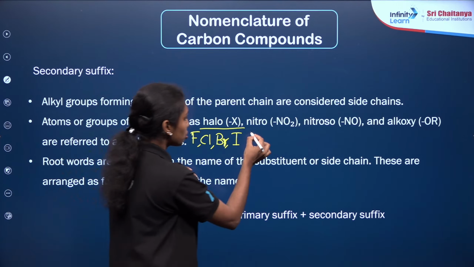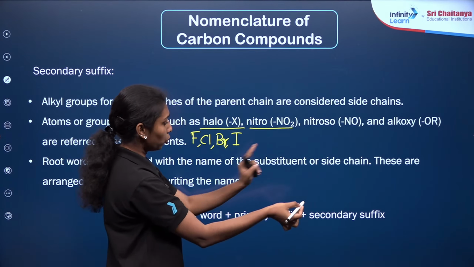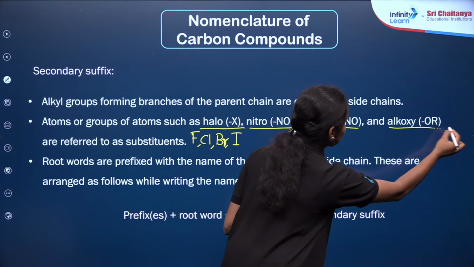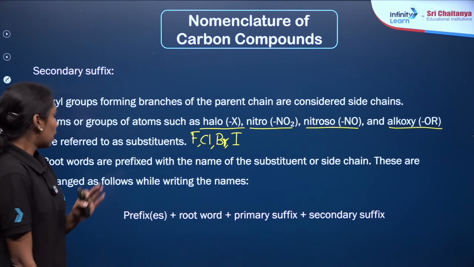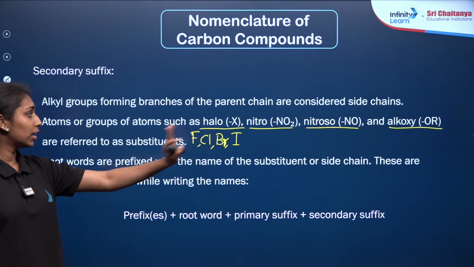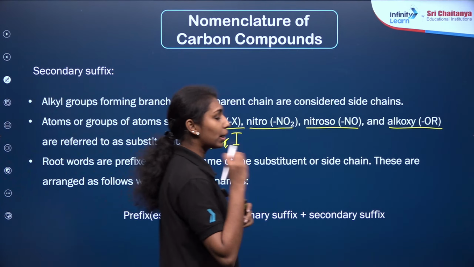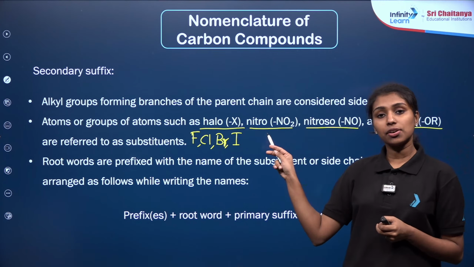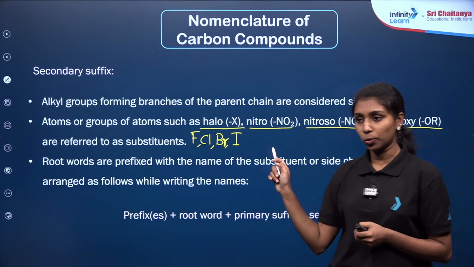Then this is the NO2 group, known as nitro group. If it is NO group, it will be nitroso group. If it is OR group, it is alkoxy group. These are referred to as substituents. Again, we need to memorize some more terms here, depending upon the functional group, what will be the name. Nitroso and nitro is very important. NO2 means nitro and NO means nitroso.